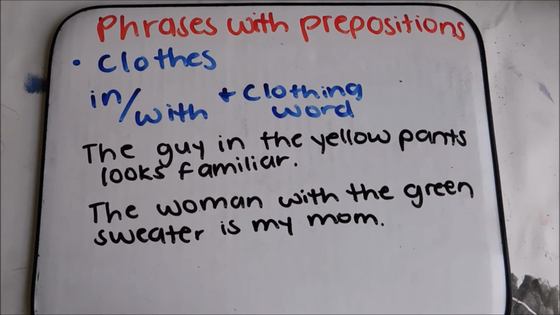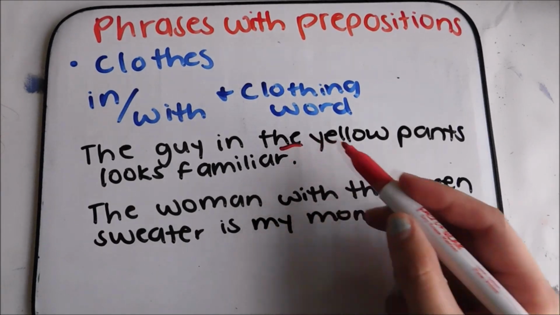You can also say what somebody is wearing with a preposition using in or with and then that piece of clothing. For example, one with in, the guy in the yellow pants looks familiar. And one with, the woman with the green sweater is my mom. And again, usually between in or with and the clothing word, we're going to use the.